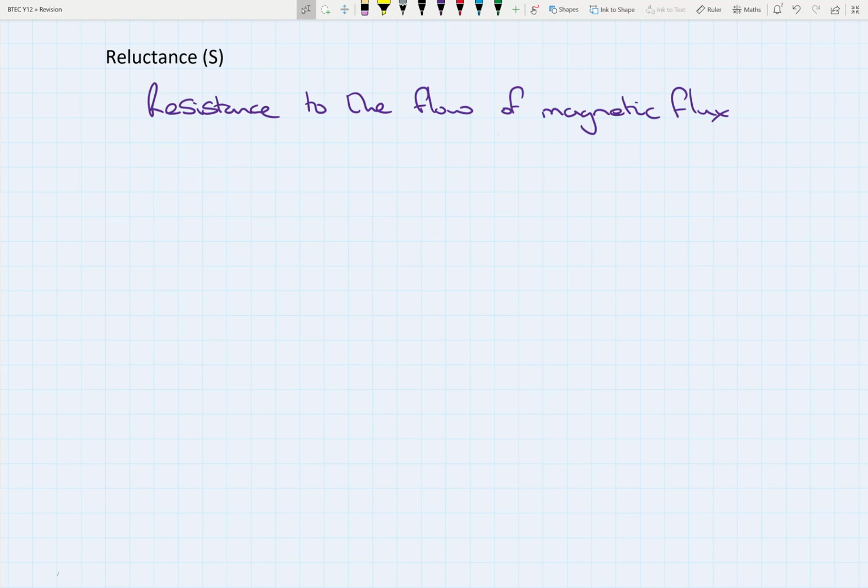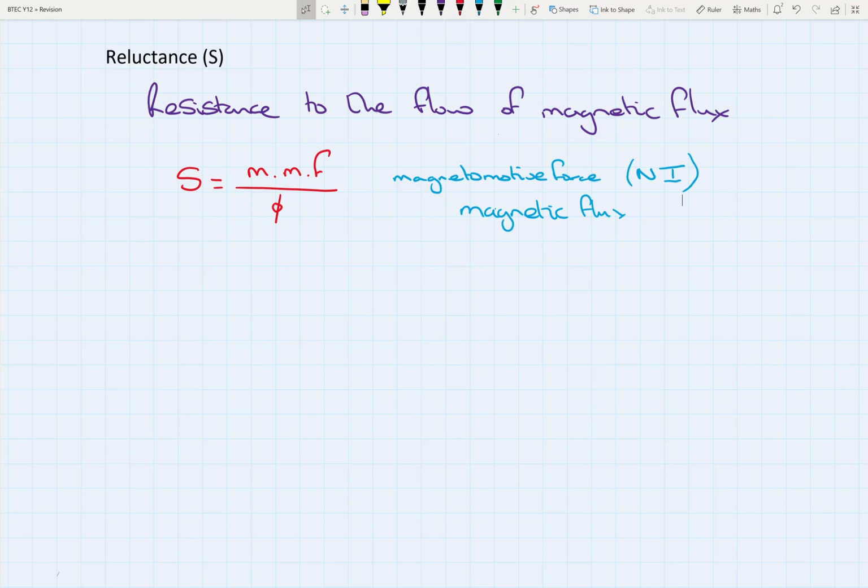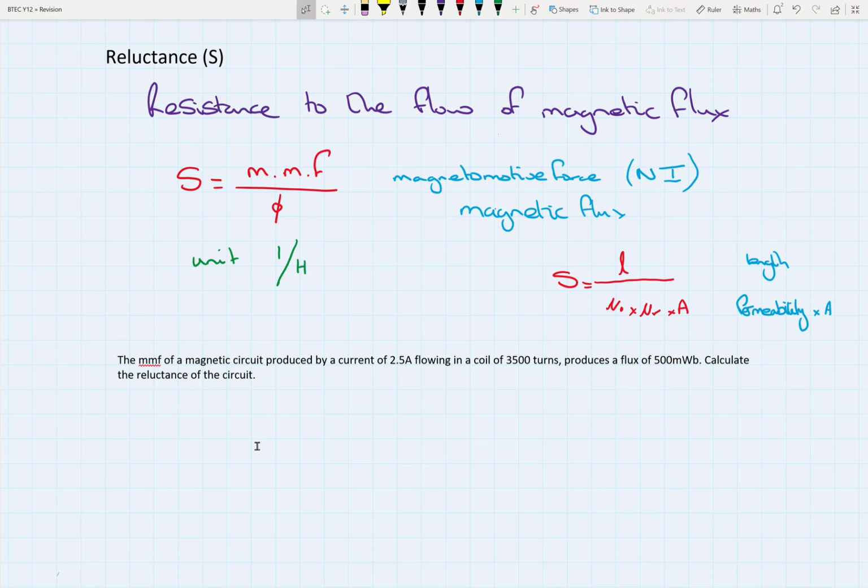The last part of this video, we'll look at the resistance to the flow of magnetic flux, which is called reluctance, and it's equal to the formula. Reluctance is equal to magnetomotive force, which is number of turns times the current, divided by the magnetic flux. The unit of reluctance is 1 over the henry. Then to calculate that out, we get 17,500 over H.